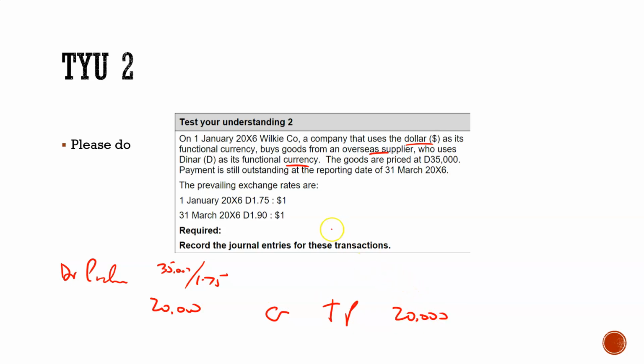Now you're still owing this 20,000 at the year end. And just by looking at this, you can see that the exchange rate has moved in your favor. Once you needed a dollar to get 1.75 dinar, now a dollar would get you 1.90. But anyway, we can just test it and check. So at the year end, 31st of March, you owe 35,000 dinar. What does this mean for your currency? 35,000 dinar divided by 1.9 means that you now owe 18,421.